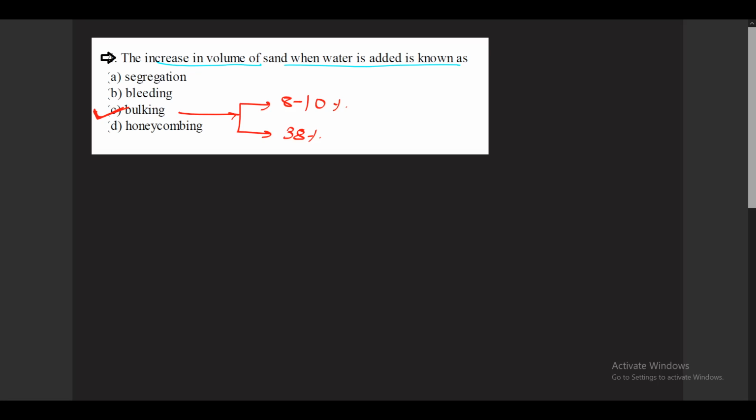And one of the important points over here is that bulking occurs due to the formation of a surface film above the particles. Suppose this is the particle, so around that particle a surface film of water forms, and due to that surface film, these particles of the sand repel each other, and that ultimately leads to the increase in the volume. That's why there is the bulking phenomenon.